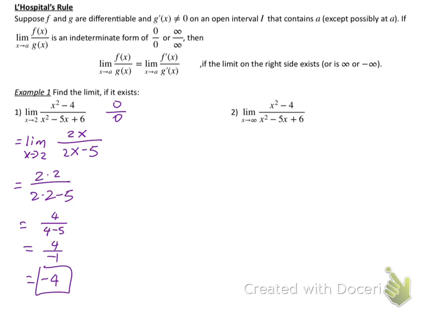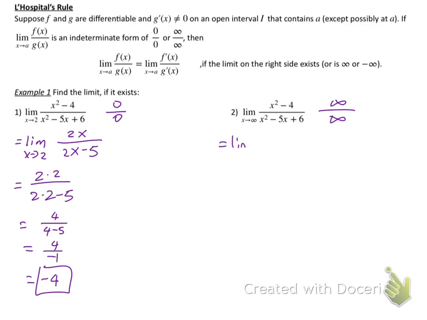On the other hand, question 2, I have the same quotient, but this time x approaches infinity. When x approaches infinity, x squared goes fastest, then the x, so it's infinity over infinity because I have x squared and x squared.